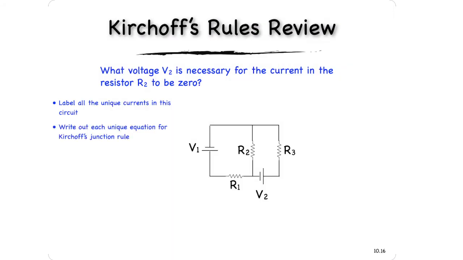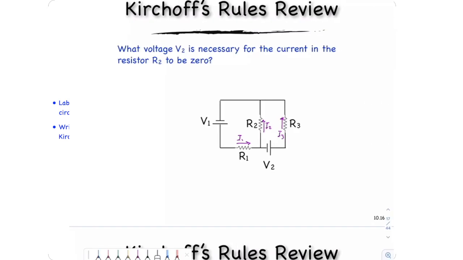Okay, so that was the first step. Second one, write out each unique equation for Kirchhoff's junction rule. So we've got two junctions here. One junction here, one junction there. Each of them can have an equation, but I think if you write them both out, you'll find that they're the same. So why don't you write out the junction rule?